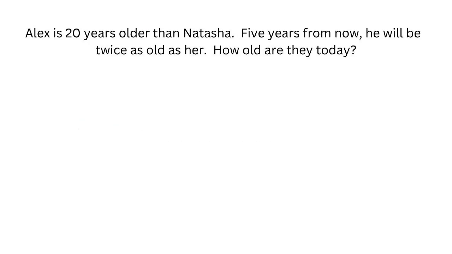A typical example given to show the use of simultaneous equations is: Alex is 20 years older than Natasha. 5 years from now, he will be twice as old as her. How old are they today? Let A be Alex's age and N be Natasha's age. Then the equations we get from the information given is: A equals N plus 20.